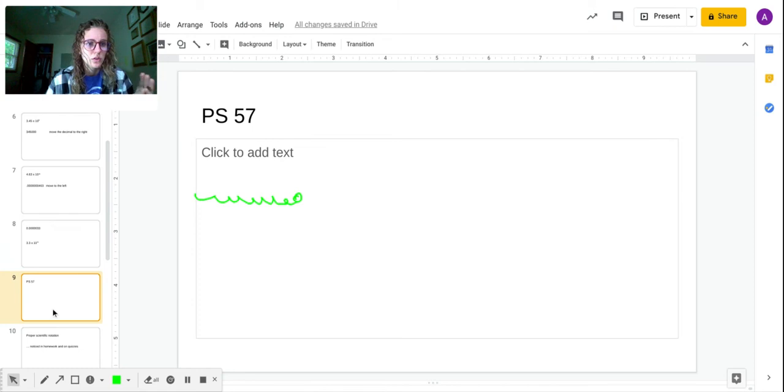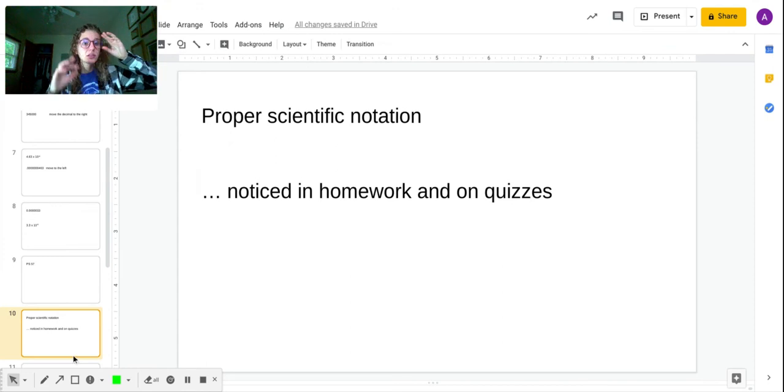I'm going to have you try practice set 57 for this little set of things. Then this next lesson will be relatively simple, but we're going to look at proper scientific notation. I noticed a lot on homework and quizzes that you guys are flexible in moving things around, but you don't always know what proper scientific notation is.